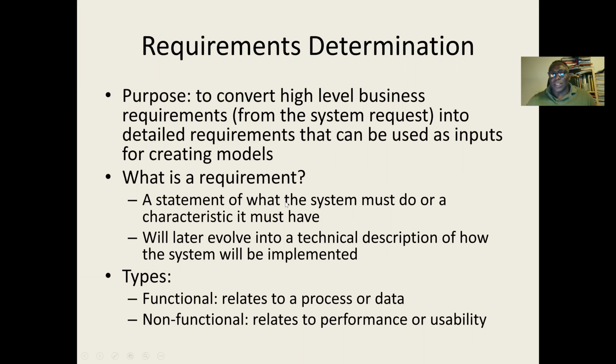So a requirement, again, is a statement of what the system must do or the characteristics it must have. Characteristics means the quality of the system, such as the system is very fast, it's user-friendly, easy to maintain. All these are characteristics. So functional requirement and non-functional requirement. Functional requirements relate to the process or data, that means related to what the system will do, the task, the process. Non-functional, again, is the quality, the performance of the system. Is it user friendliness or usability? Maintainable.